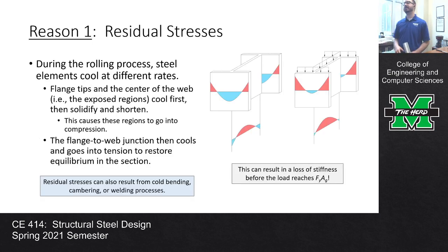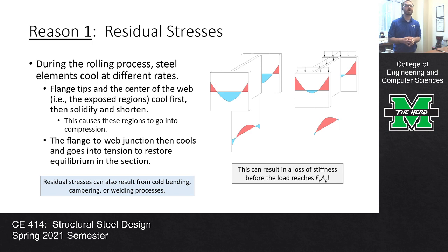The first is what's called residual stresses. So let me explain what residual stresses are. Let's say, for example, that we have a section of steel, and let's say it's a round bar, just a solid round bar. When we produce that steel, we've got this molten hot steel that we form into a round bar. And then once that forming has been completed, the round bar cools.